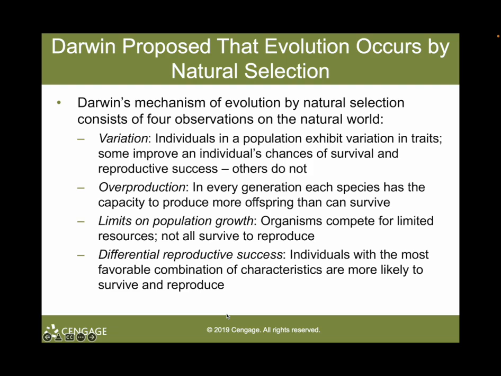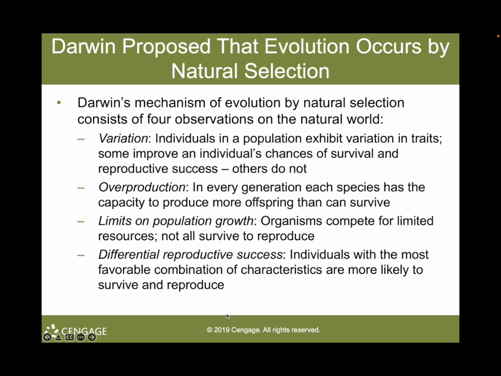So variation. The individuals in a population exhibit variation, and each individual has a unique combination of traits such as size, color, ability to tolerate harsh environmental conditions, and resistance to certain parasites or infections. Some traits improve an individual's chance to survive or its reproductive success, whereas others do not. So please keep in mind that variation is necessary for evolution by means of natural selection, and it must be inherited. Although Darwin recognized the importance to evolution of inherited variation, he did not know the mechanism of inheritance.